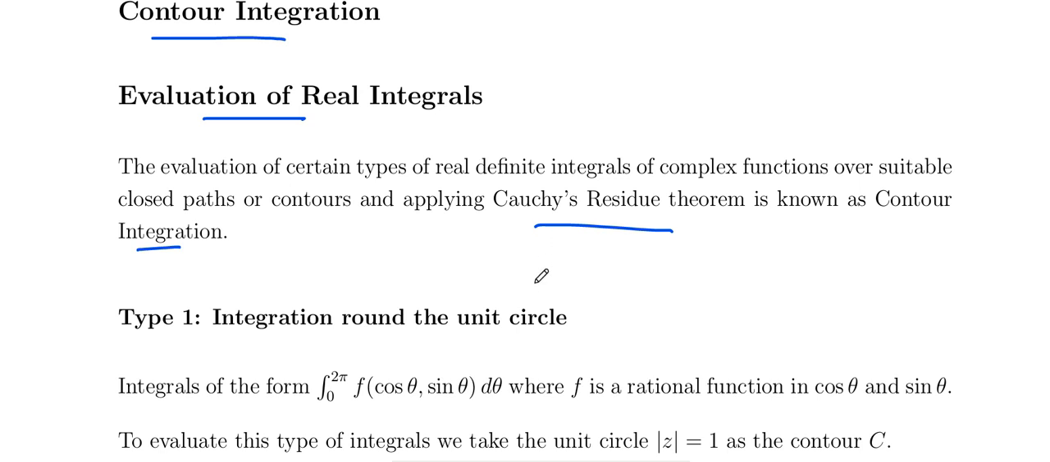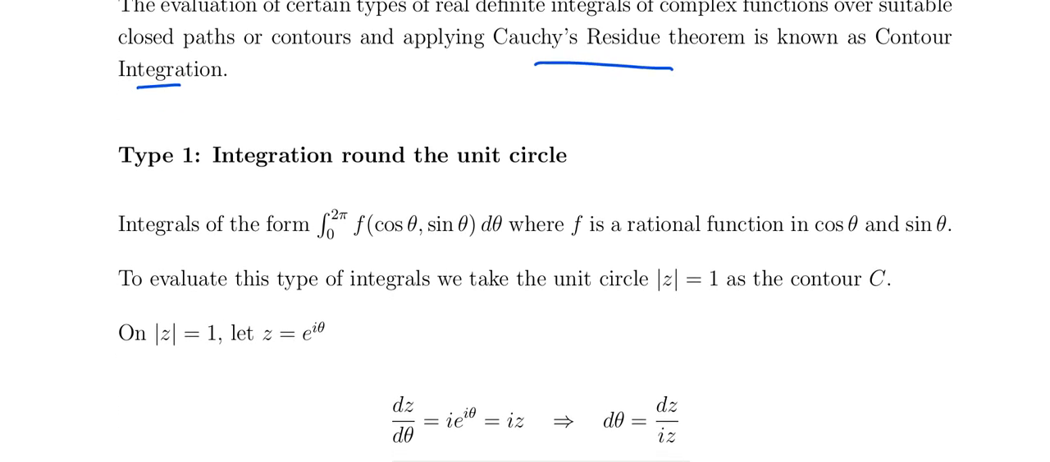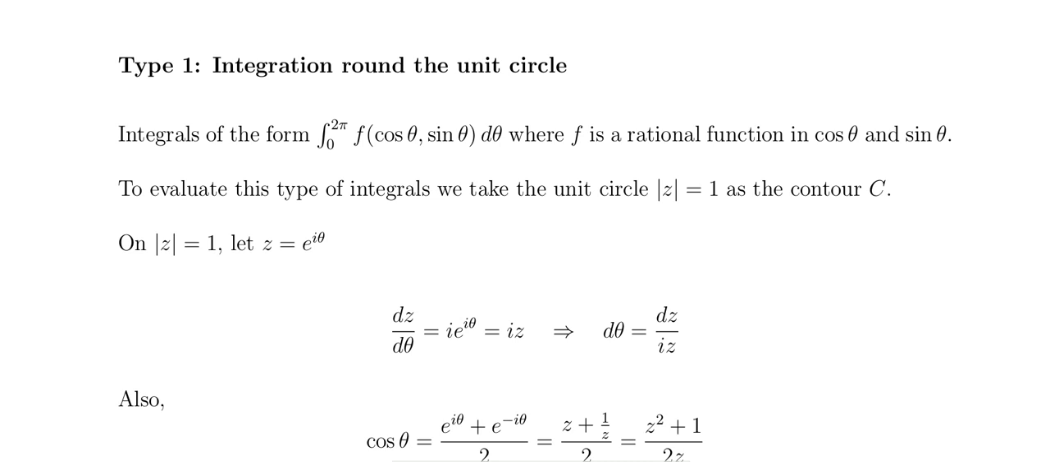First of all, type 1: integration around the unit circle. So an integral of the type 0 to 2 pi of a function of cos theta and sin theta d theta, where f is a rational function in cos theta and sin theta. To evaluate this type of integral, just take the unit circle mod z equal to 1 as the contour. The limit 0 to 2 pi is very important.